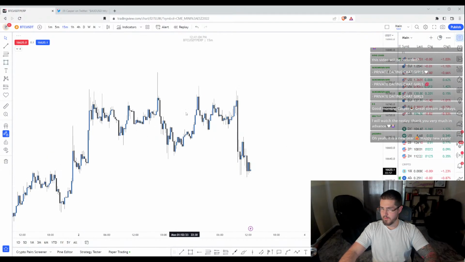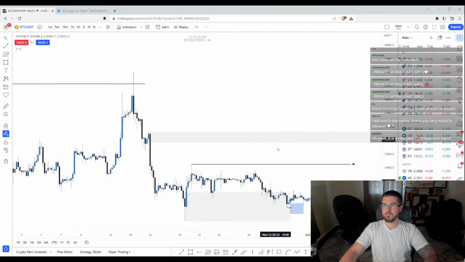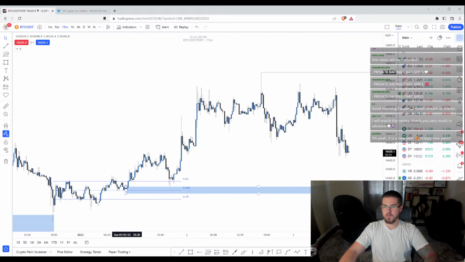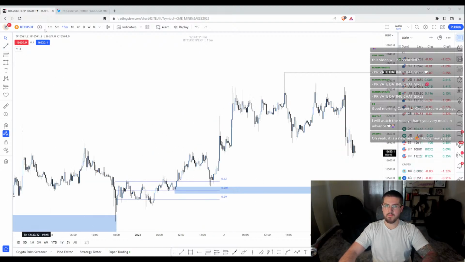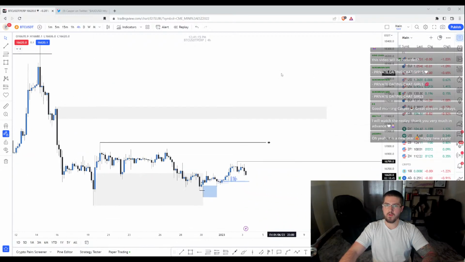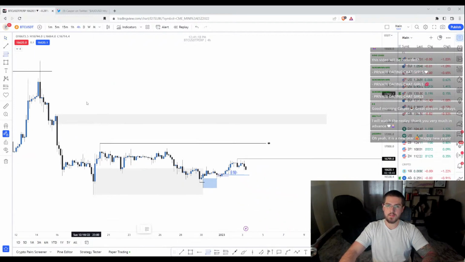So let's hop over to Bitcoin. Bitcoin, I like this point of interest over here. The reason I like it is it's right on that 705. We're looking at the 4-hour. To me, we have a pretty wide external range from the whole FTX crisis, which is all of this.